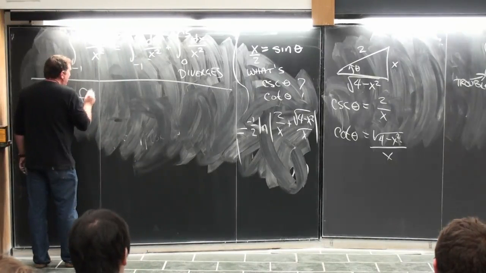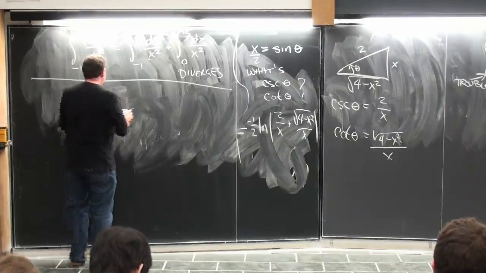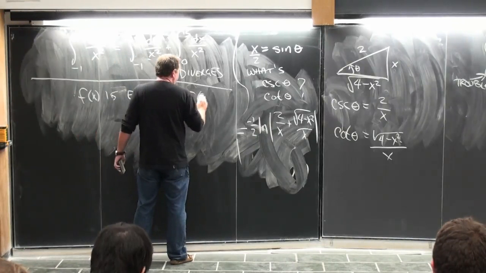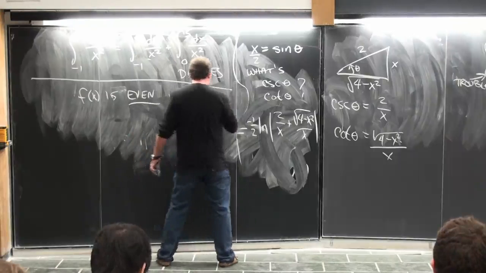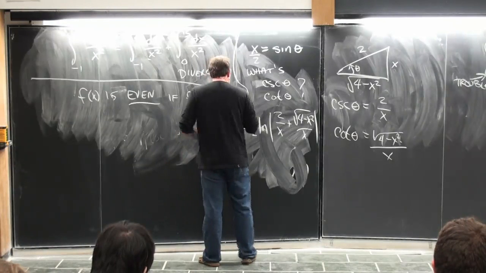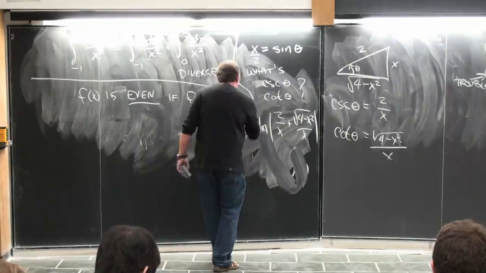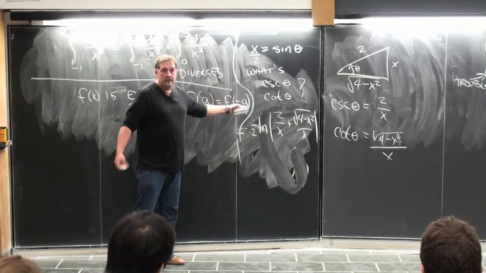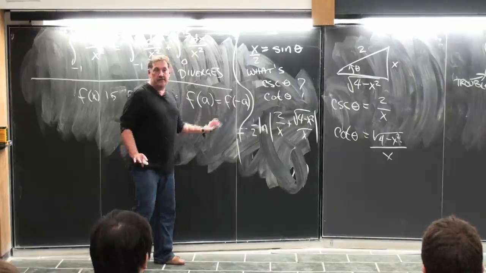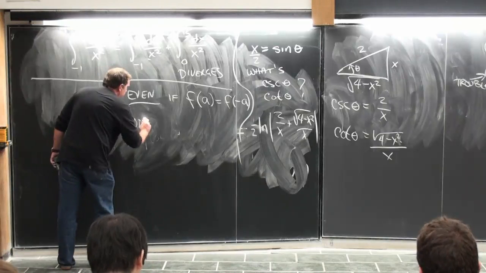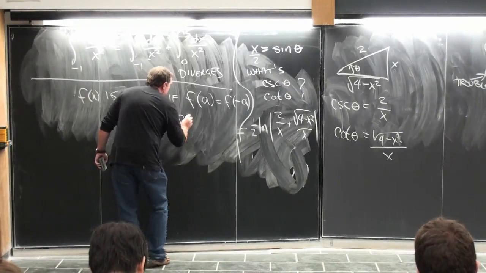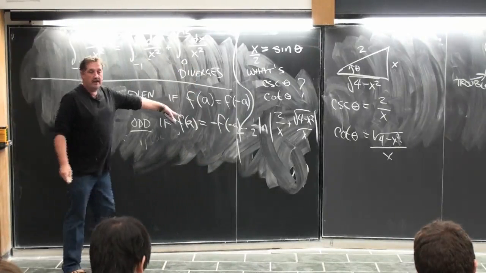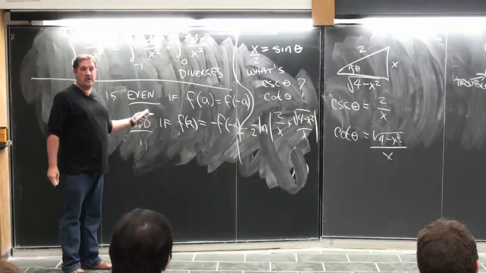No, sorry. So, f of x is even. So this is the definition. If f of, let me use a instead of x, is the same as f of minus a. So if you just plug in a negative thing and the negatives all go away, then it's even. It's odd if f of a equals minus f of minus a.